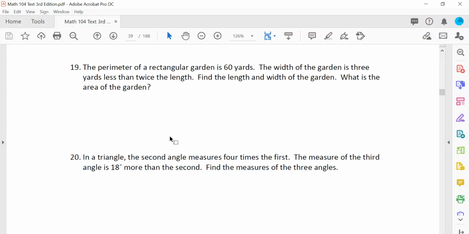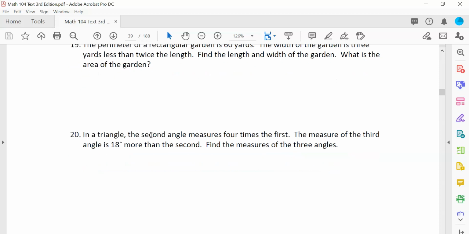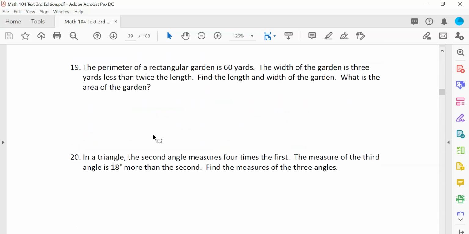So these can be demonstrated in questions 19 and 20 of the instructor-led problems. Those are on page 39 of the workbook. On problem number 19, it says the perimeter of a rectangular garden is 60 yards. The width of the garden is 3 yards less than twice the length. Find the length and width, and then what's the area of the garden? The first sentence tells us which formula we're using: the perimeter of a rectangle is 60 yards.